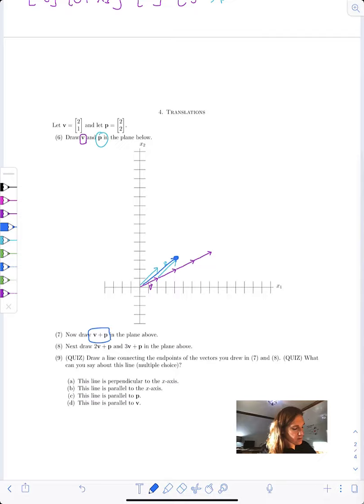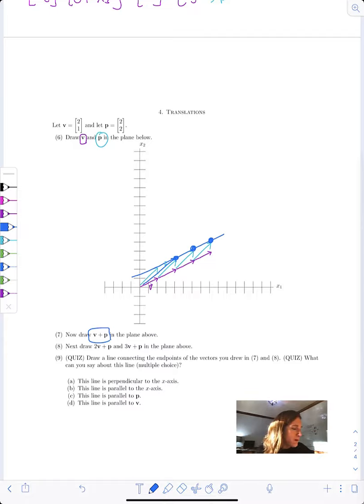But we can actually just repeat that. 2v plus p means we take our vector twice and then we add in our p. And similarly, 3v plus p, we can do that again. And so what we end up getting is a series of endpoints for these vectors, and then we're asked to draw a line connecting those. And then our final quiz question asks us about what's special about this line.